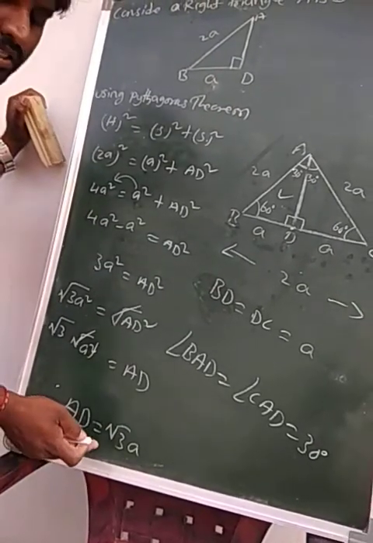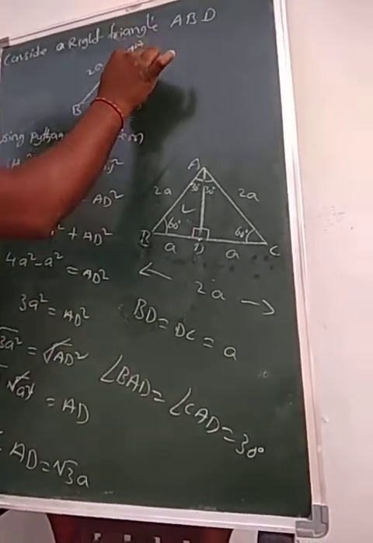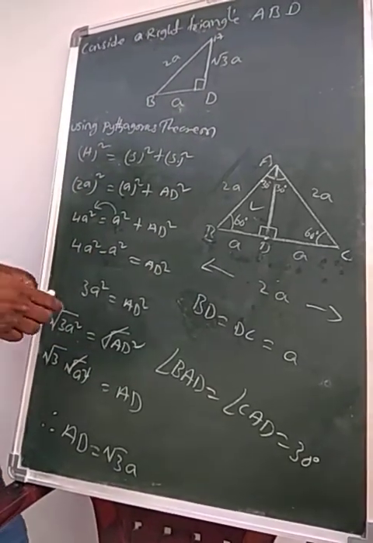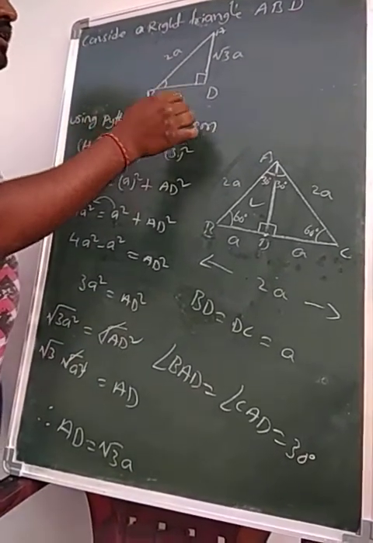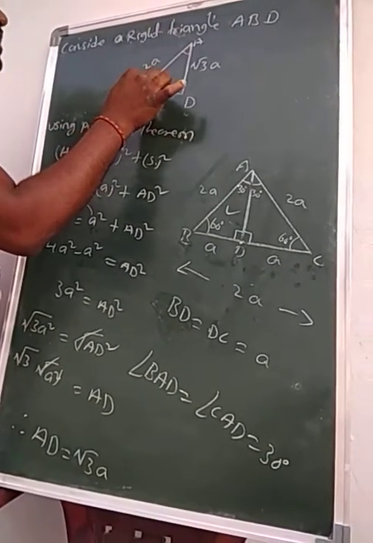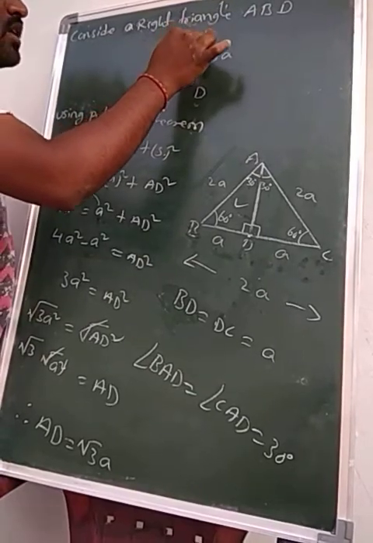So AD is equal to root 3A. Okay, now we know angle B measures 60 degrees. Angle BAD measures what?